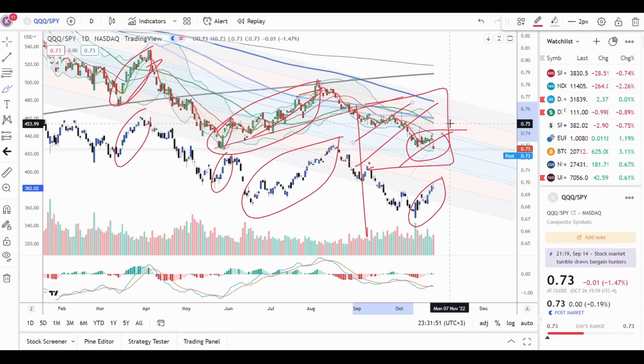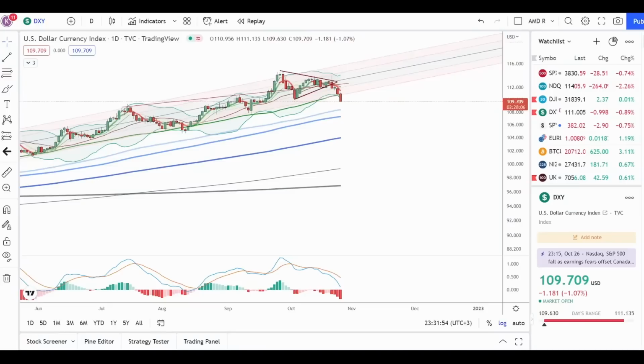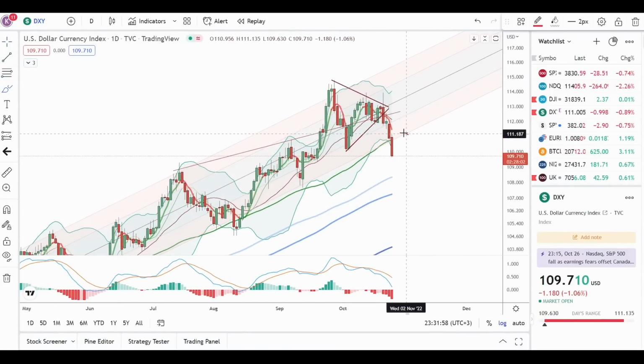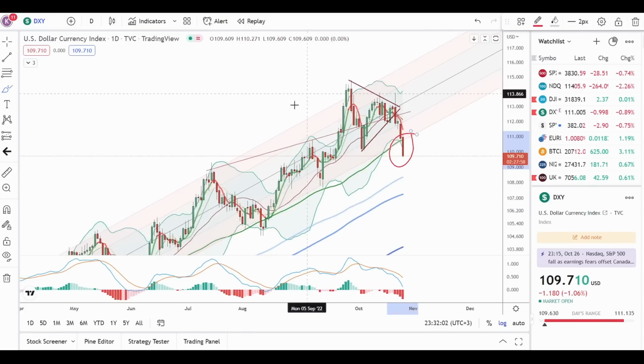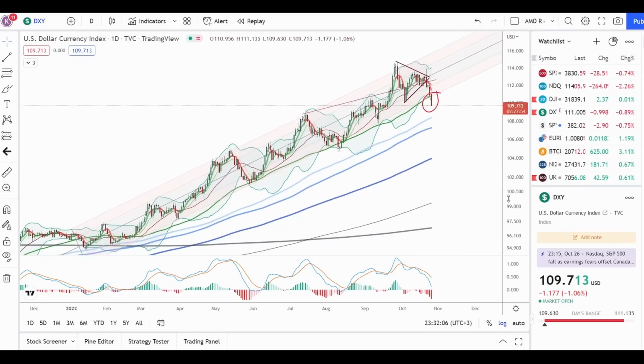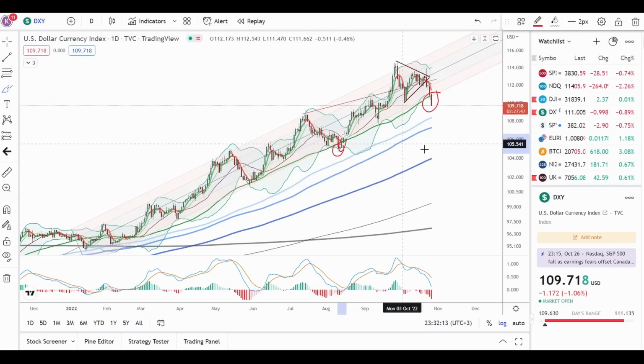Another red flag, a major red flag, is this, everyone. This is the dollar index. We had a massive breakdown below the 50-day moving average and outside of this ascending channel. This hasn't happened before year to date. It happened very briefly here, and then we recovered the next 2 days. We'll see if that happens again here.